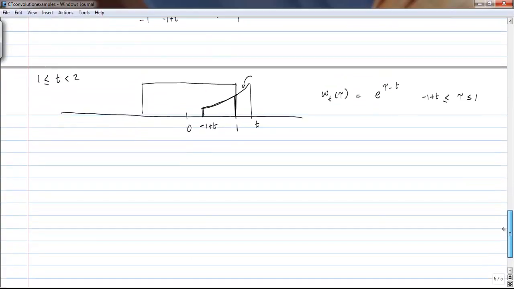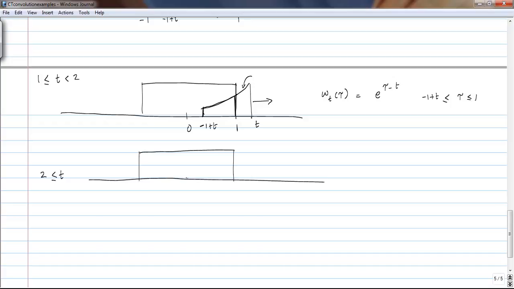What happens? The last case is when t is greater than 2, because when t is greater than 2, this thing gets shifted to the right to a point that now it starts to look like this. So t has become greater than 2, so minus 1 plus t has become greater than 1. Two is somewhere here, this is t, this is minus 1 plus t, and now they do not overlap at all. So w sub t of tau becomes 0 for all values of tau.